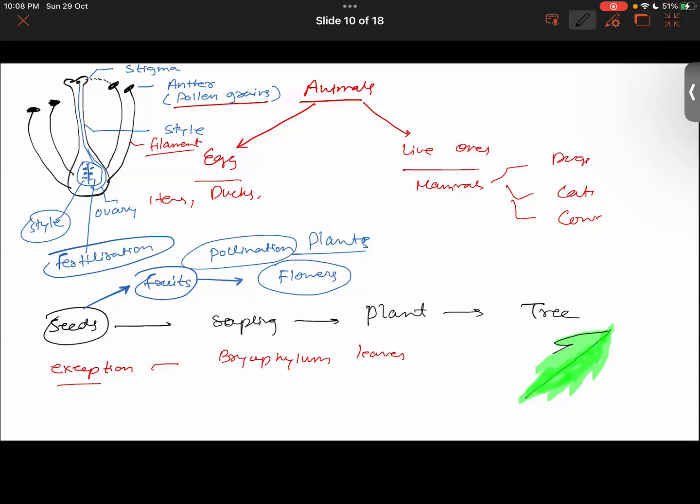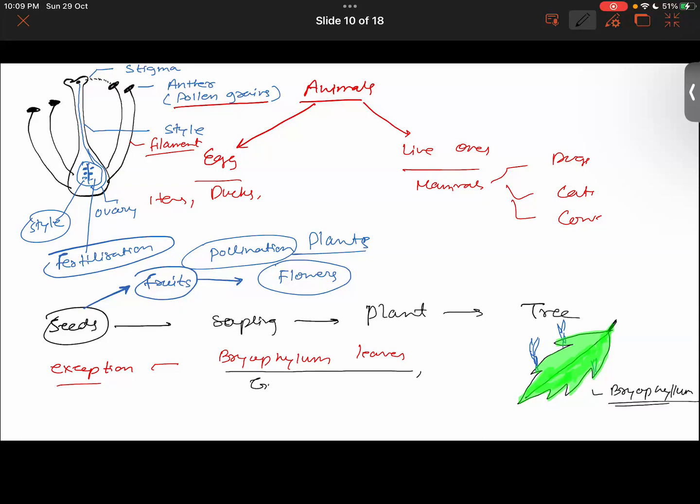There will be nodes arising out of the bryophyllum leaves, and a new plant can actually grow out of them. New plants can grow out of the leaf nodes over here. So was there any role of seeds here? क्या seeds का कोई role था यहाँ पर? No. So there are exceptions, like the case of bryophyllum leaves.